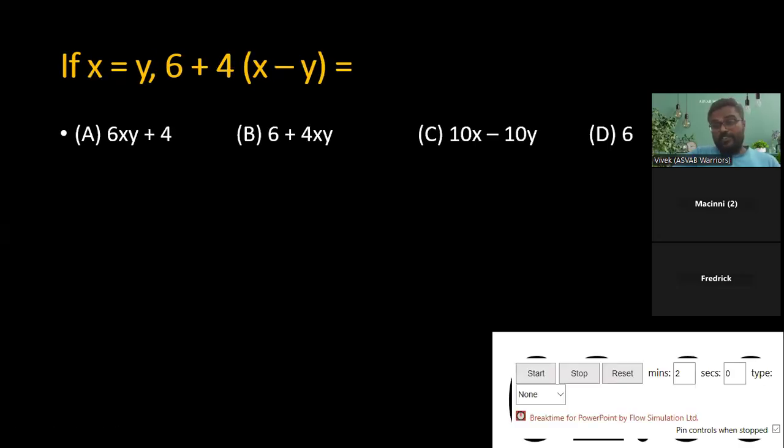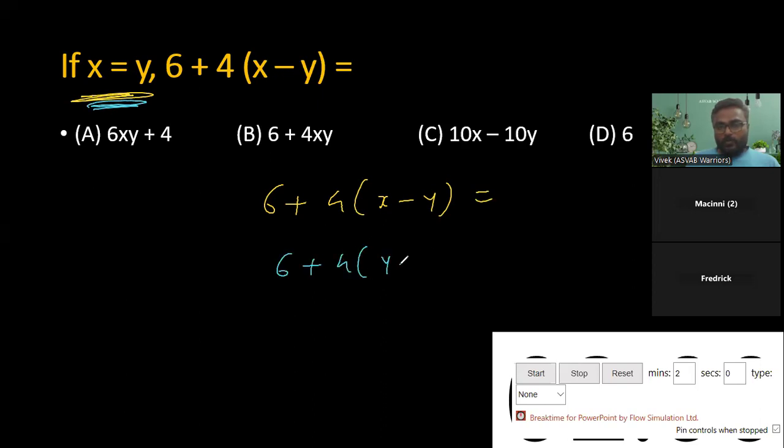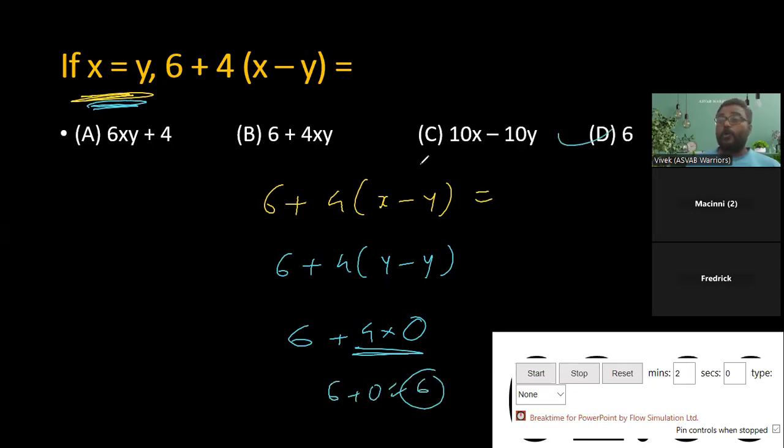Now here, let me solve this interesting question for you. If x is equal to y, then 6 plus 4 times (x minus y) is equal to what? I'm going to just substitute x is equal to y. So what will I do now? 6 plus 4 times (y minus y). Y minus y is nothing but 0, times 4 plus 6. So anything multiplied with 0 is 0. 6 plus 0 is nothing but 6. So option D will be correct.